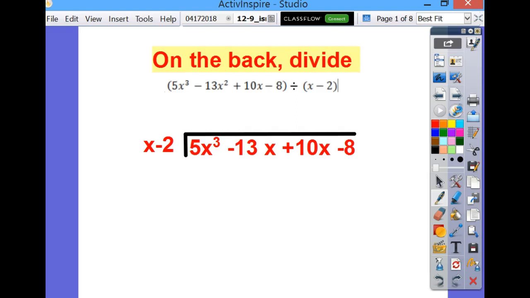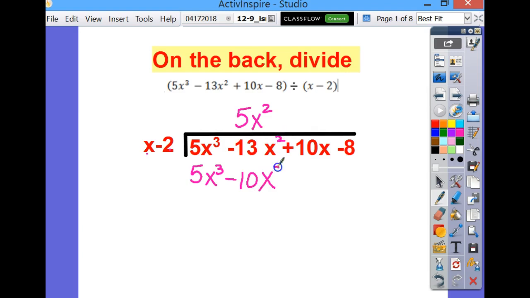On the back of your notes, would you write this down and divide this using long division? Let me refresh your memory. What am I going to multiply this by so it can cancel out a 5x to the third power? So this is going to be 5x squared right here. And I multiply the 5 times the x, and I get 5x to the third power. And I multiply 5 times negative 2 and get negative 10.